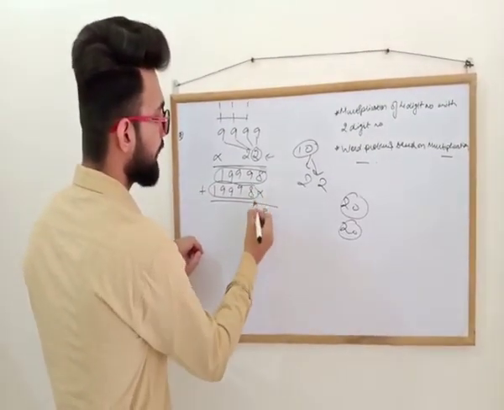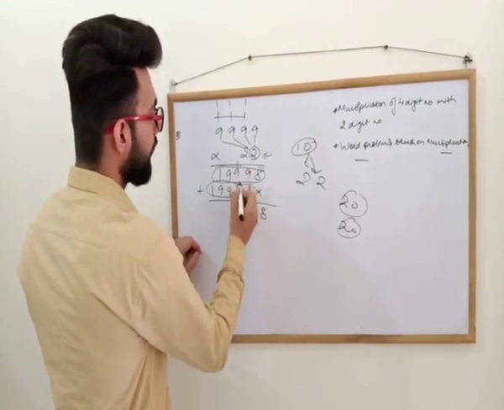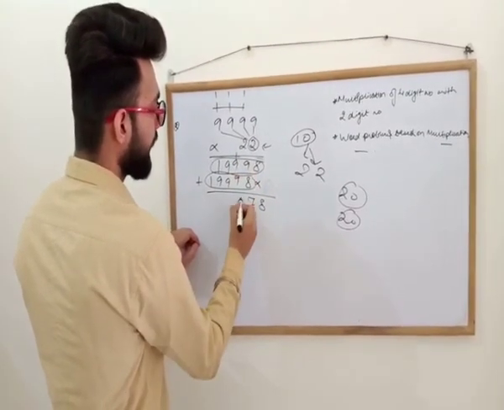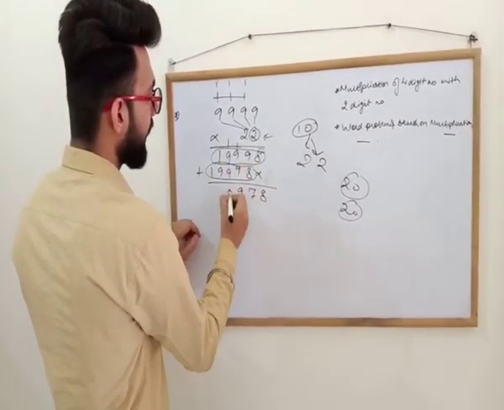8, 9 and 8 is 17. 9 and 9 is 18 and 1 is 19. 18 and 1 is 19.